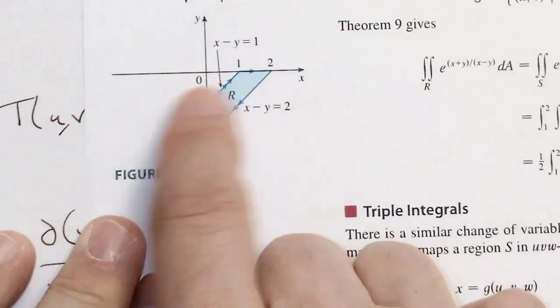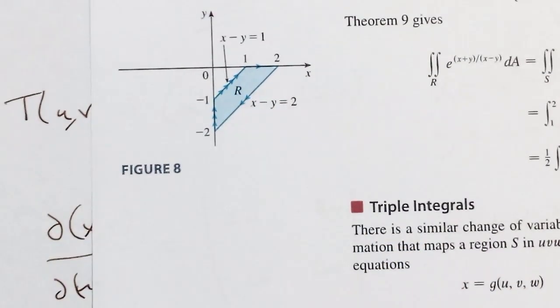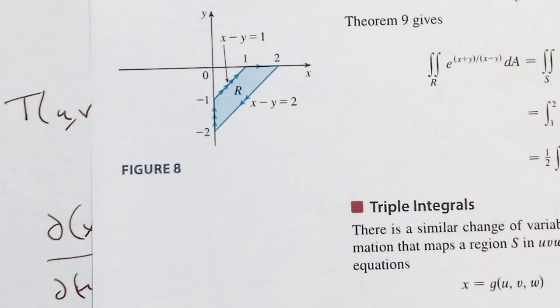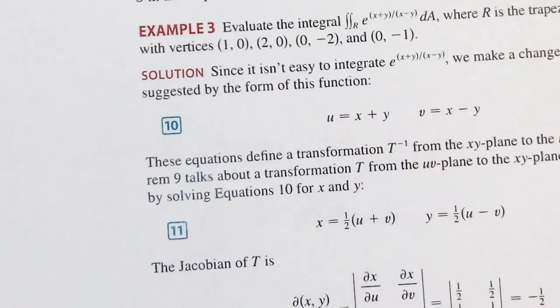If I want to do this as a type 2 region, again, I have to cut it at some point. That's nasty. But look at the edges. The diagonal lines are both x minus y. So what if I made that one of my variables? U equals x minus y. I need another variable. So I look at what other equation might come in handy, and they actually gave it to me, x plus y and x minus y.